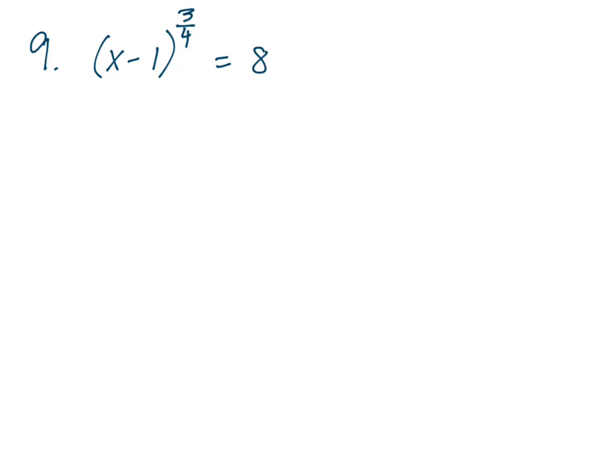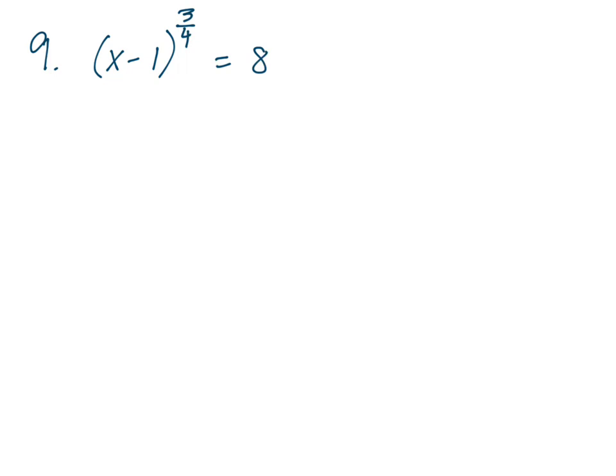Right now, x is inside parentheses raised to a power. So if we're going to solve, we have to follow PEMDAS backwards, right? I'm not going to be able to get into the parentheses until after I have dealt with the exponent. SADMEP, PEMDAS backwards. I've got to do the exponent before I bust into the parentheses.